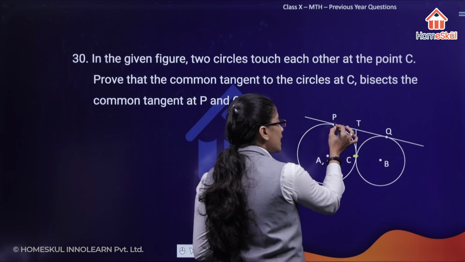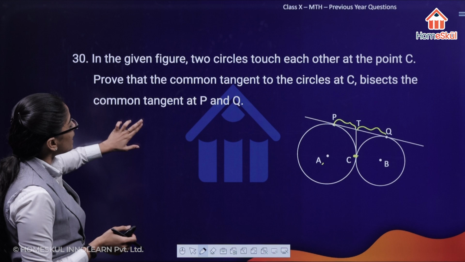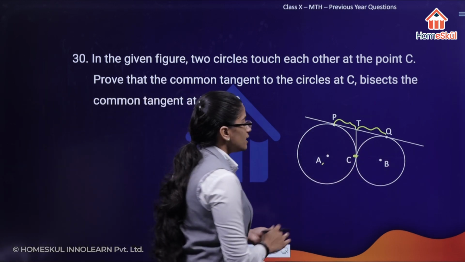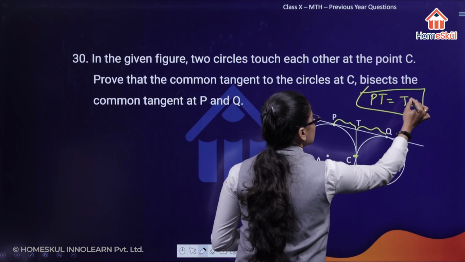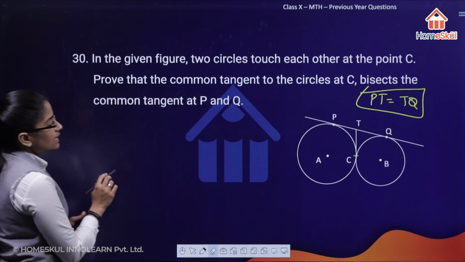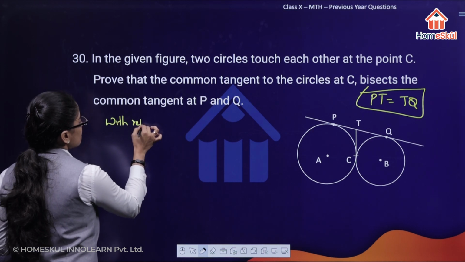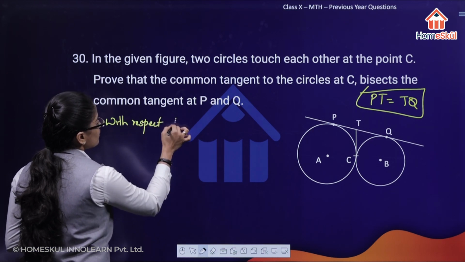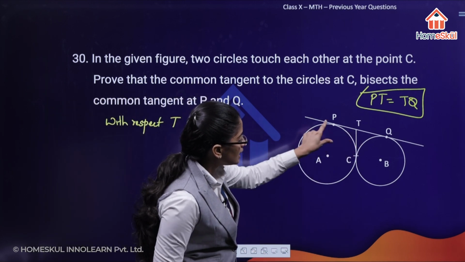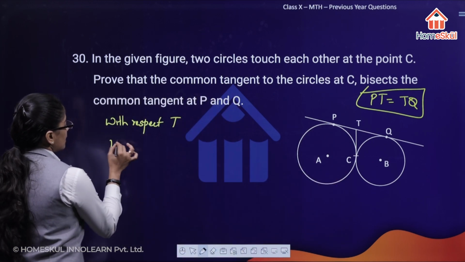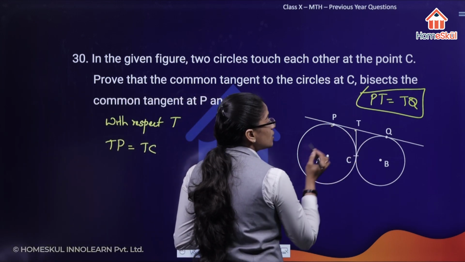We need to prove that PT is equal to TQ, right? That means the common tangent bisects P and Q. This is what we need to prove. So let's consider with respect to T. For the circle with center A, T is an external point, then TP is equal to TC, isn't it? Why? Because tangents from an external point are equal in length.